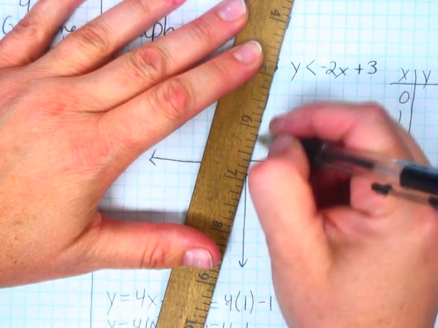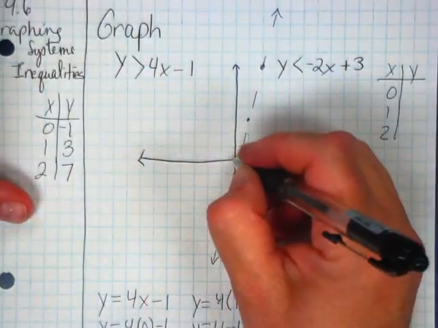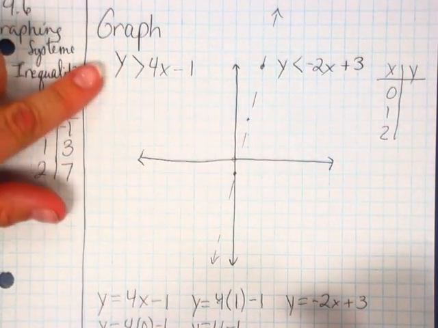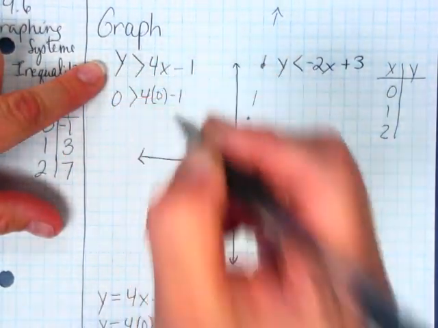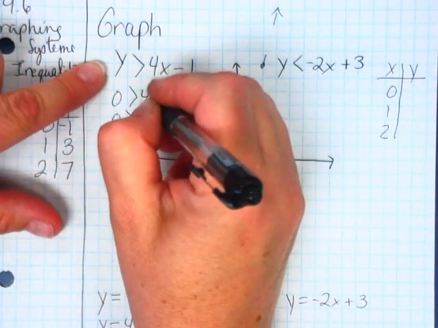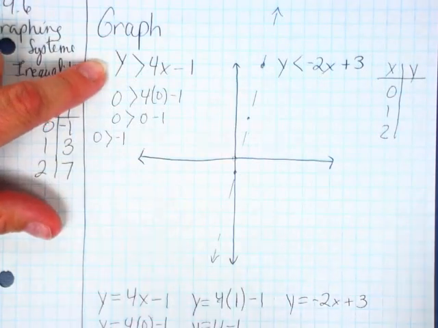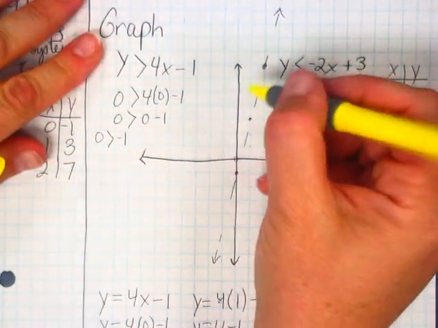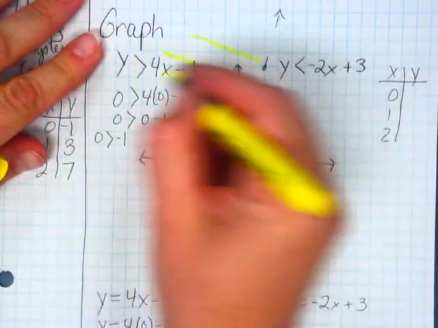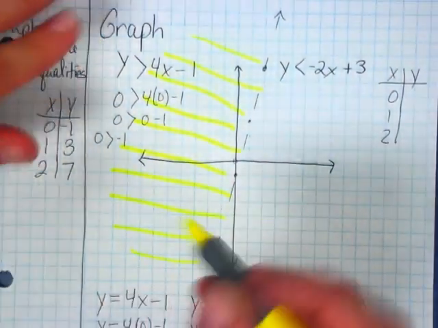You should also notice that 0, 0 is not on my line. It's off my line over here a little bit. So I'm going to plug in 0, 0 and see if it works. So I get 0 is greater than 0 minus 1. And 0 minus 1 is negative 1. That is true. So for this inequality, we're going to be shading in the region on the left side because the 0, 0 did work.